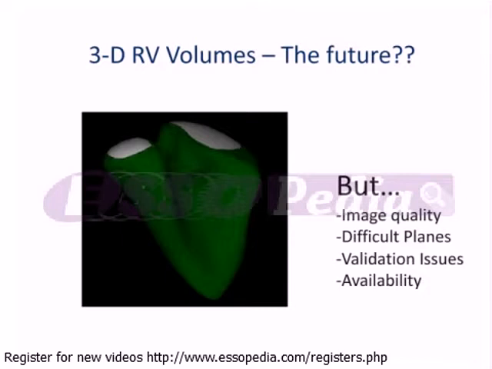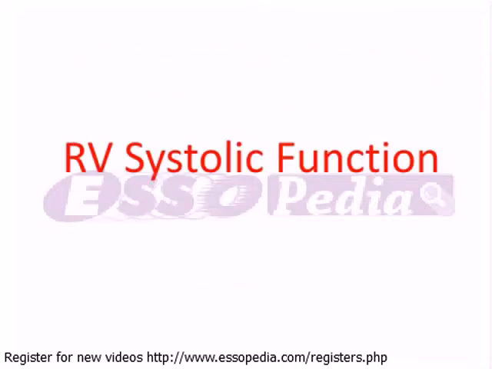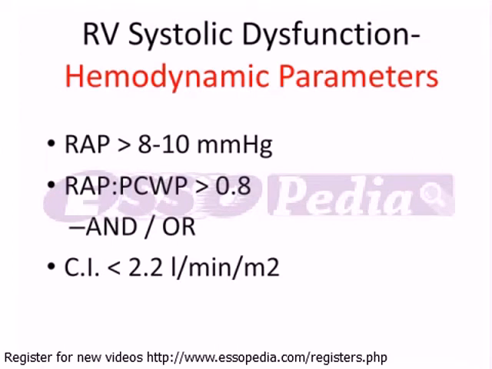Let's now look at how to assess right ventricular systolic function. It's interesting to look at the hemodynamic definition of right heart failure. It's defined as right atrial pressure of more than 8 to 10 millimeters of mercury, right atrial pressure to wedge pressure greater than 0.8, and/or a cardiac index of less than 2.2 liters per minute per meter squared. Notice how it's hard to see how these particular parameters deal exclusively with the right heart.